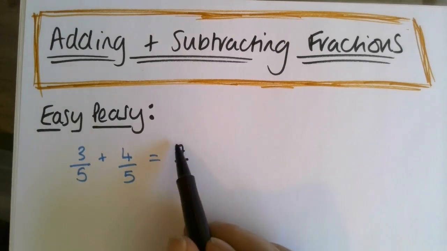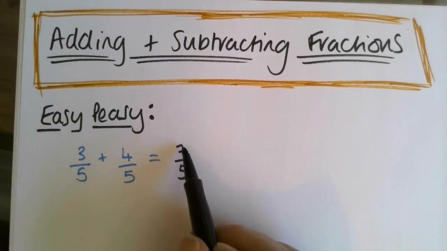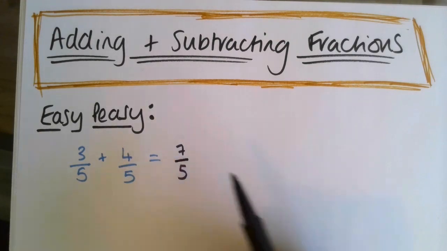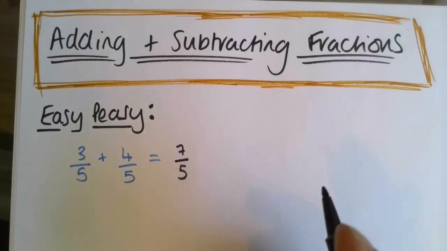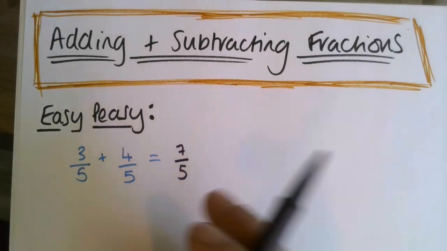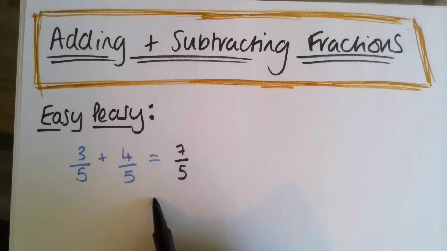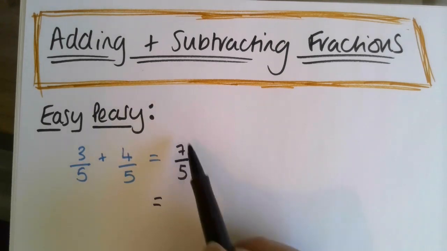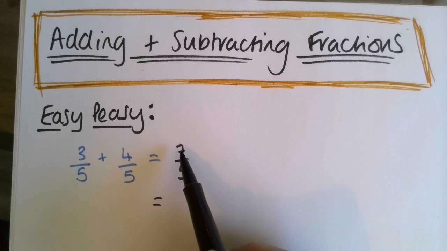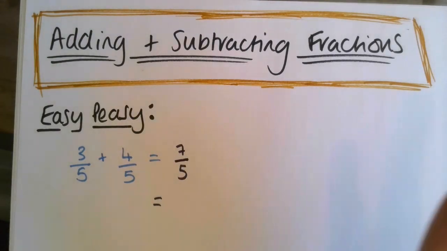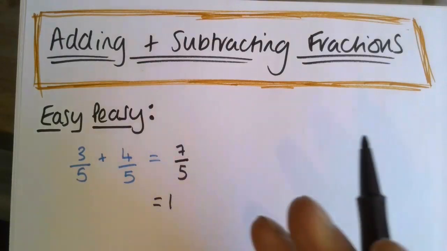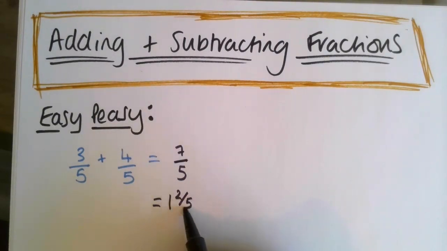Now, I would not leave my answer exactly like this, because this is a top-heavy fraction or an improper fraction. So if you ever get an answer like that, whenever you are working with fractions, you need to change it into a mixed number. So a mixed number is just something that has a whole number and a fraction in it. Now to do that, all you do is think, right, well, how many fifths for this one? How many fifths do I have all together? I've got 7. Well, how many fifths are in one whole? 5. So we've got 1, because 5 of these 7 are the one whole, and then we've got 2 left over. So 1 and 2/5.